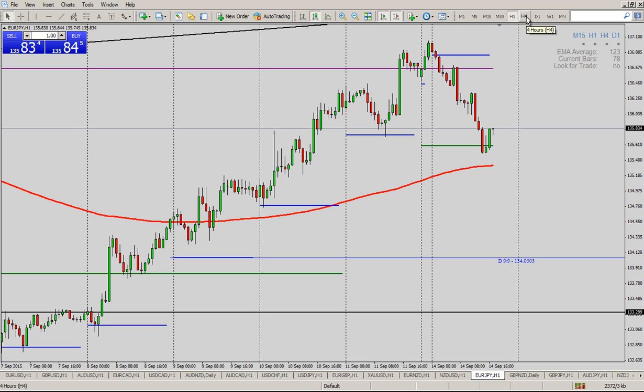But I do want to be in some of these yen pairs. I want to trade these yen pairs down. I think they're great. And I think euro yen has good potential, but I'm going to be cautious with it.